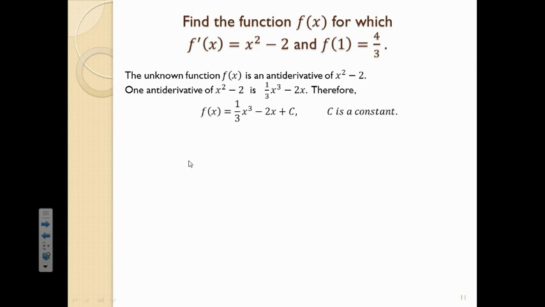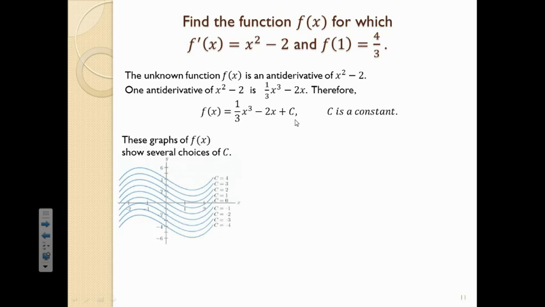Now, if we take the antiderivative of x squared minus 2, we're going to find our antiderivative to be 1/3 x to the third minus 2x plus c. Again, c is the constant. Now, if we were to graph several different choices for this graph, they would look something like this. This 1/3 x to the third minus 2x is what all of these are, and we're just doing a c of different values. Here, c is equal to 0, so it's this line.